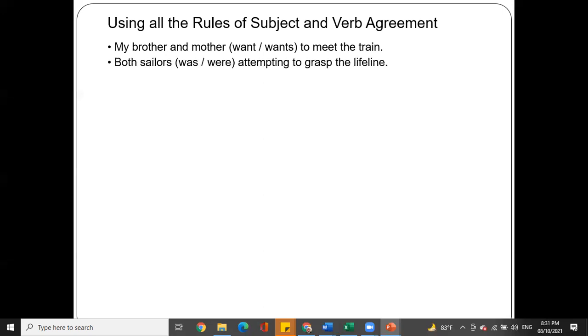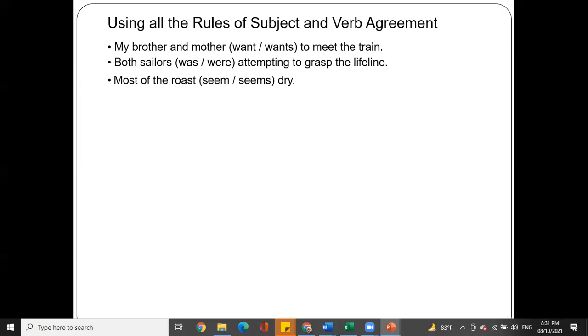That's right. Both sailors were attempting to grasp the lifeline. Most of the roast seems dry. So the roast is the subject, that is it. Seems. Most of the roast seems dry.